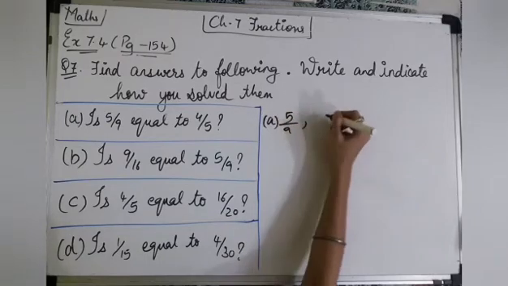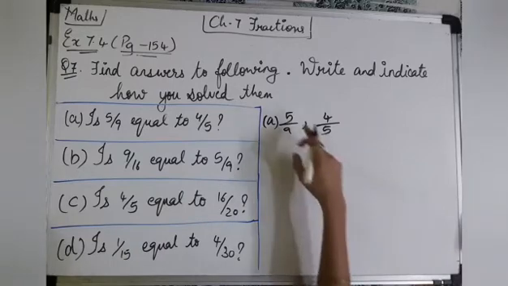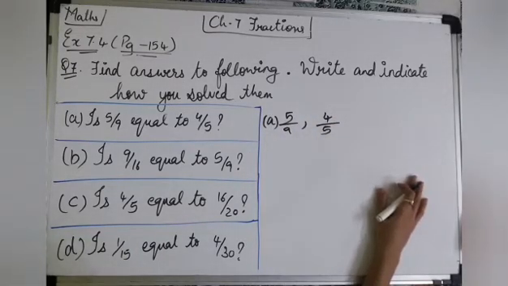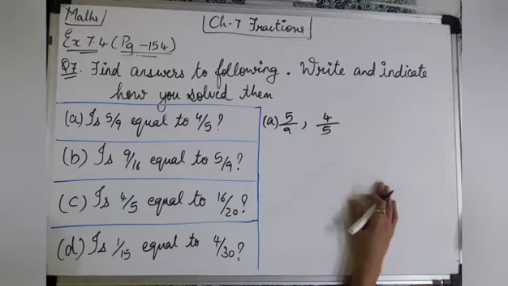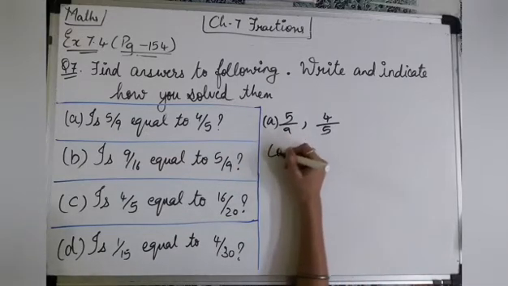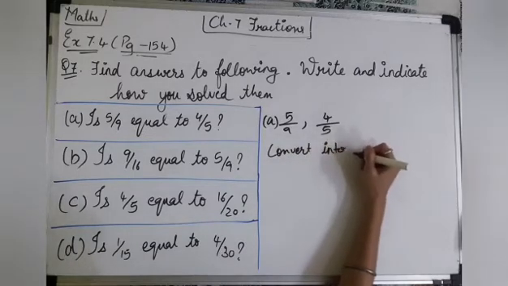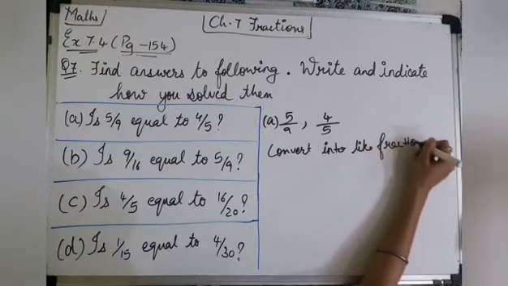5 upon 9 and 4 upon 5. As you can see, the numerator and denominator both are different, so it is an unlike fraction. So for solving it, what do we have to do? We have to convert into like fractions. Then only we will get to know whether they are equal or not. Right? So convert into like fractions.